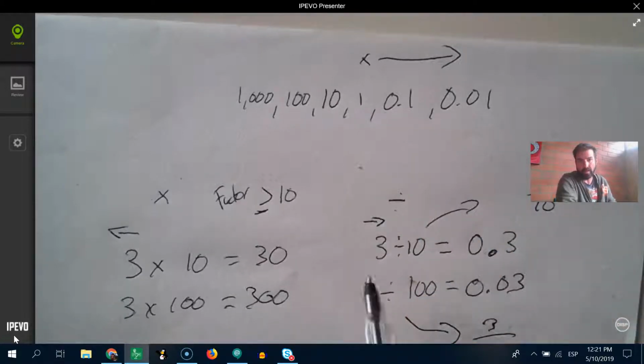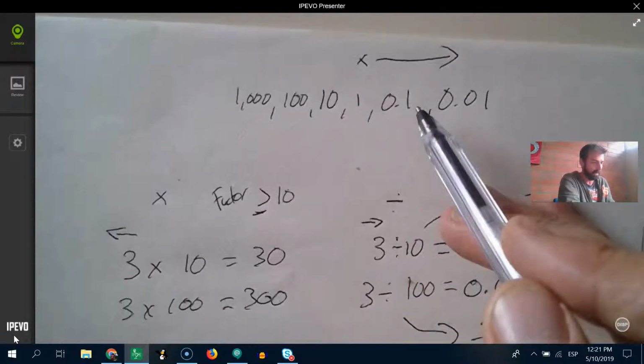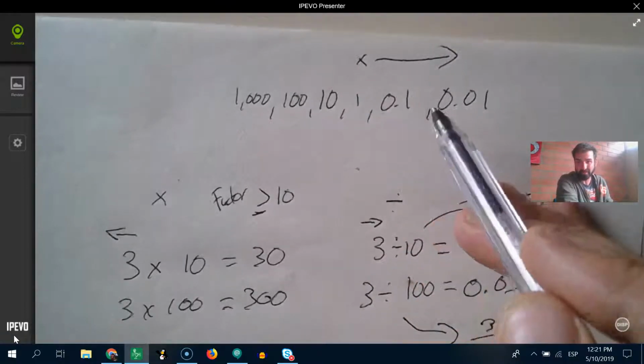Okay, and then if I divide by these numbers, which I don't know if we're going to have to do, if I divide by that 10th, right, what happens?